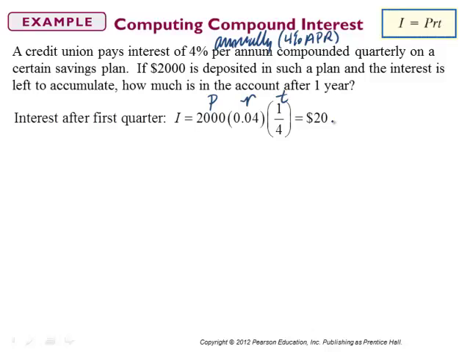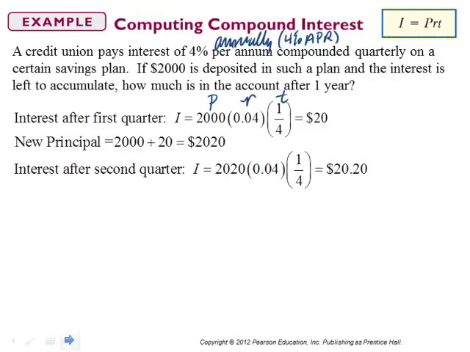What's going to happen to that $20? It gets added into your balance. So there's your new principal to start off your second quarter. And then we will do simple interest again at the end of that second quarter. But this time the new principal is $2,020, with the same R and the same T.